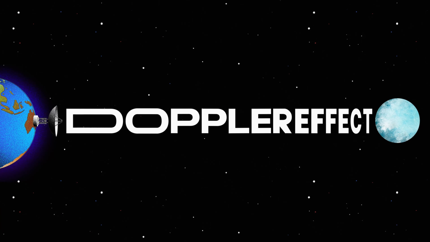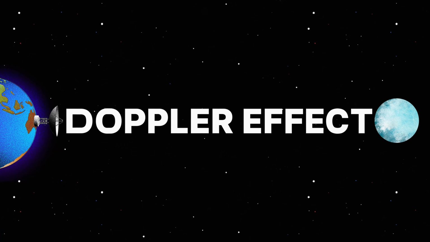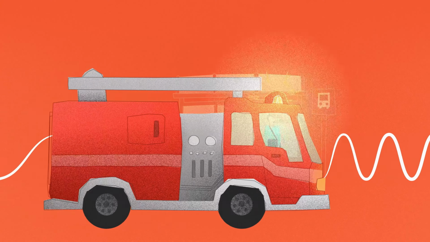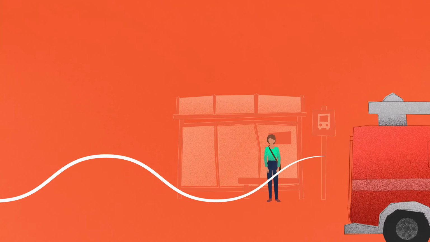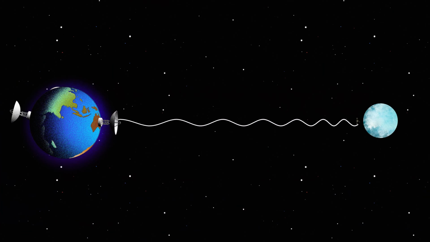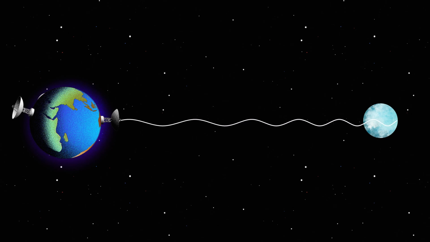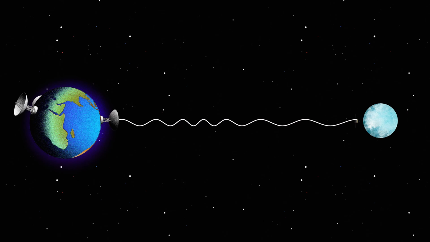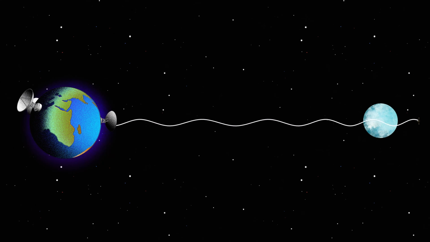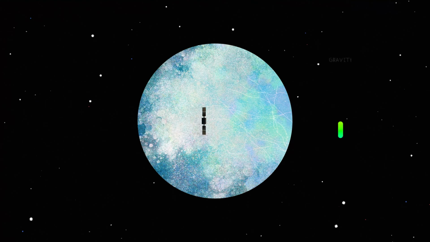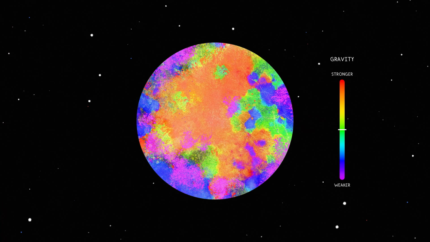This is made possible by the Doppler effect, the same phenomenon that causes a siren to sound different as it travels towards and away from you. The Doppler phenomenon is observed here when the spacecraft and the DSN antenna move in relation to each other. Differences between the frequency of radio signals sent by the spacecraft as it orbits and signals received on Earth give us details about the gravitational field of a planetary body.